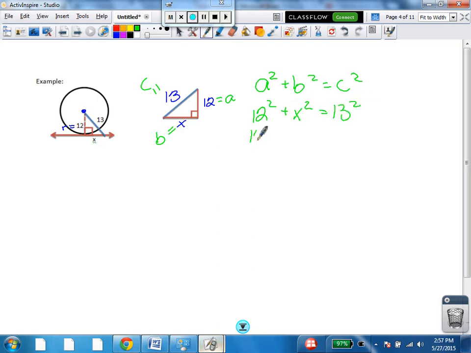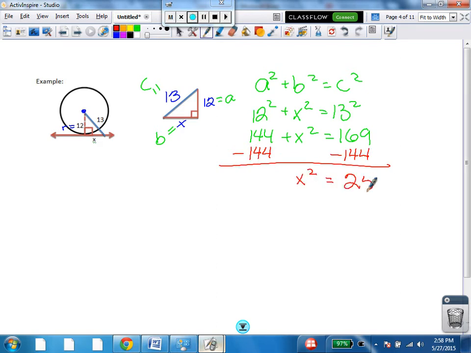Solve out. 144 plus x squared is equal to 169. So all I had to do was just square out my value. So 12 squared is 12 times 12, or 144. 13 squared is 13 times 13, giving me 169. I need to get my x value by itself. So first, need to subtract both sides by 144. X squared is equal to 25.